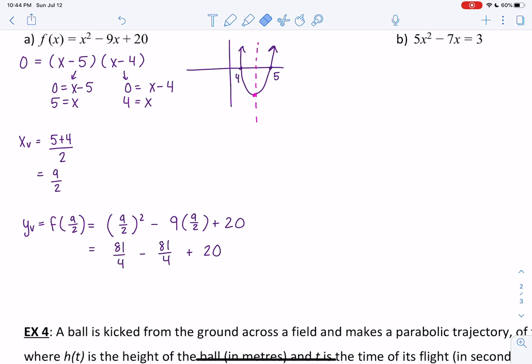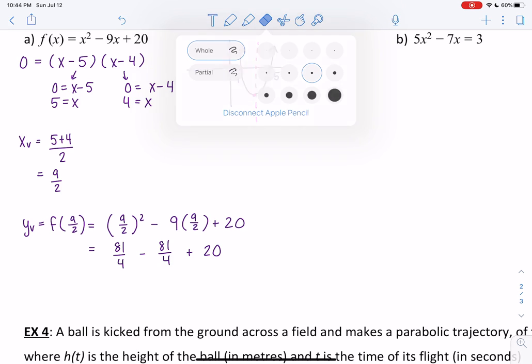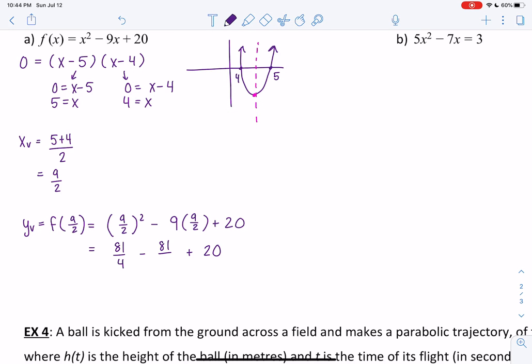Oh, sorry. Had an extra little 4 there. That should have been a 2. My bad. There we go. Now let's make some common denominators real quick. We're just going to put them all over 4.